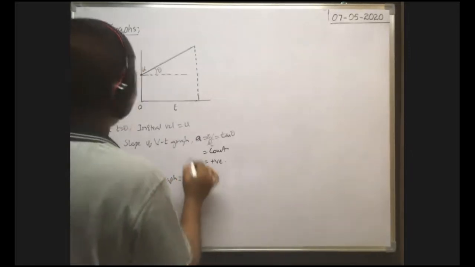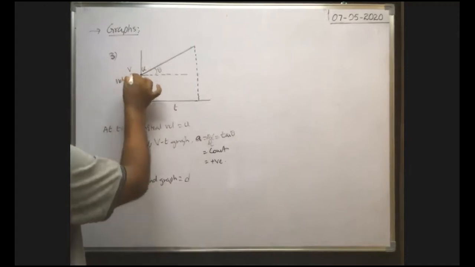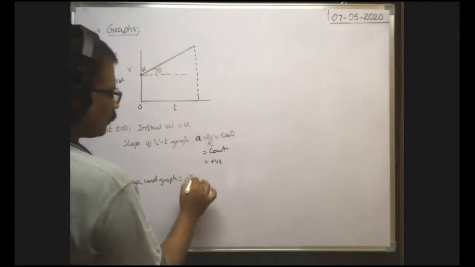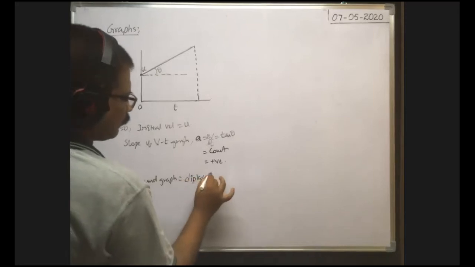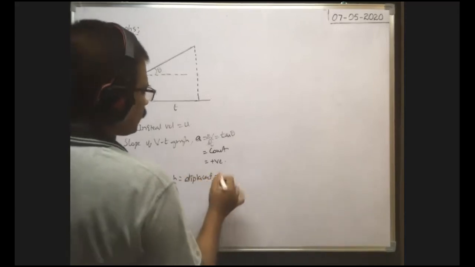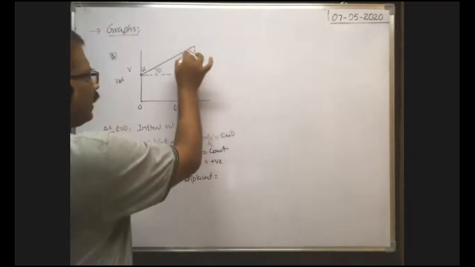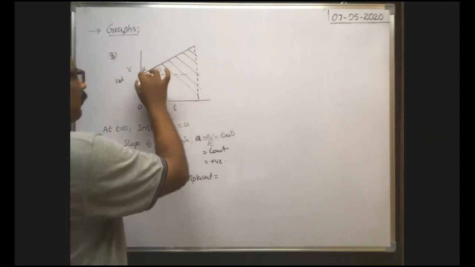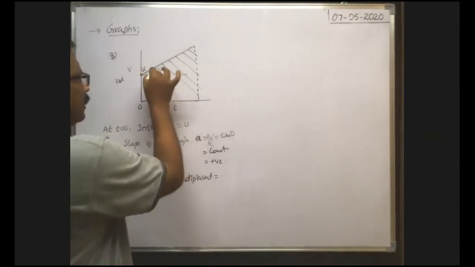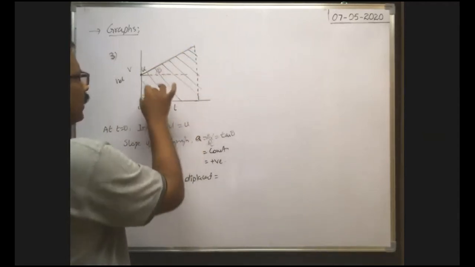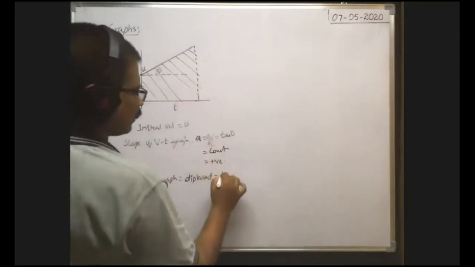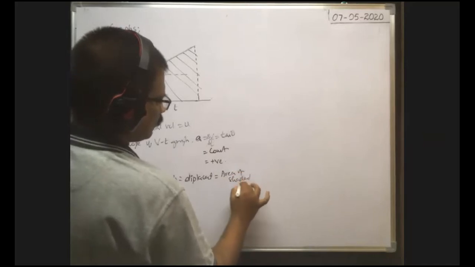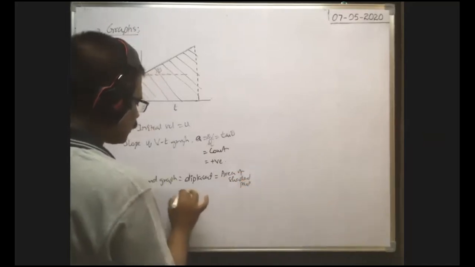Since it is the velocity, it gives displacement. If it is speed, that gives distance. So displacement is equal to the area under the graph, meaning the area of the shaded part. Here, area under the graph means the area between this graph and the time axis. So the area under the graph is the area of the shaded part, and that gives displacement S.